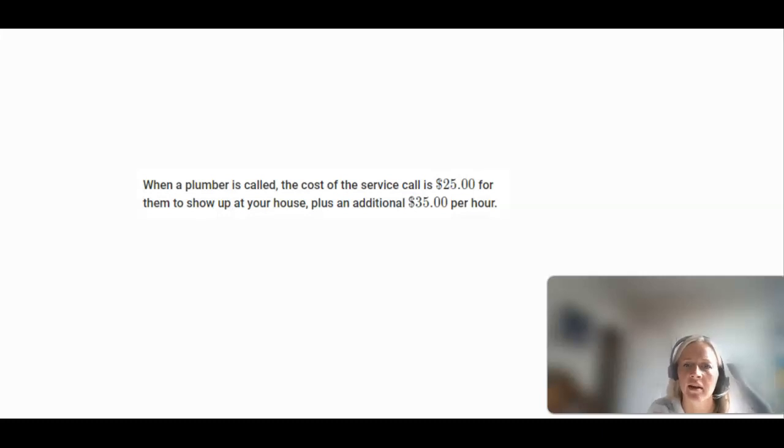When a plumber is called, the cost of the service call is $25 for them to show up at your house, plus an additional $35 per hour. So what we need to do for this is first we're going to write an equation.